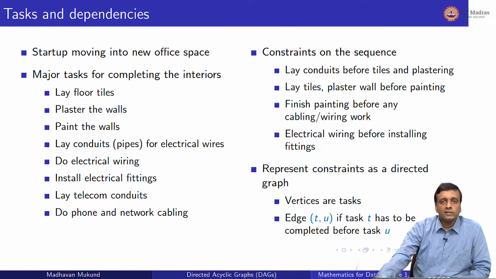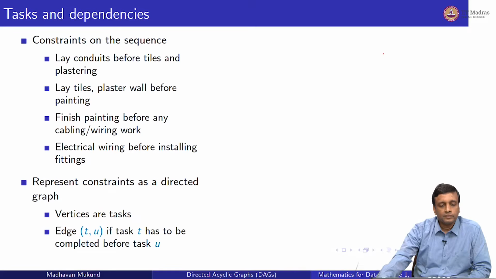So we are going to model this as a directed graph, right? The vertices are going to be the tasks that we have to perform, all these tasks on the left, laying the tiles, plastering the walls and so on. And an edge is going to denote a dependency. So an edge from T to U says that T has to be finished before U can be started. So in our case, for instance, you have to lay the tiles before you paint the walls.